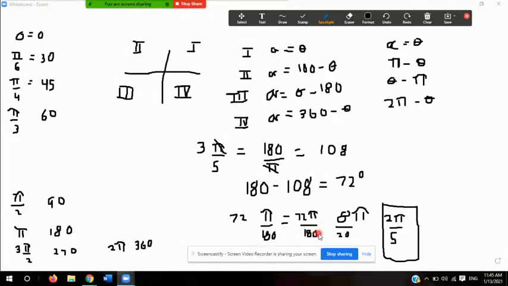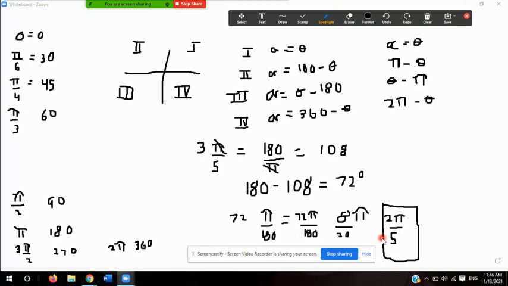Then what I did is I reduced the fraction, first dividing by 9, because 72 divides by 9 and 180 divides by 9, and that was equal to 8 pi over 20. Then, since I can reduce this fraction as well, I divide 8 by 4, which is 2, and 20 by 4, which is 5, which means that the reference angle in that case is 2 pi over 5.